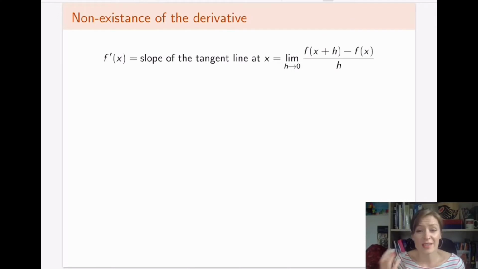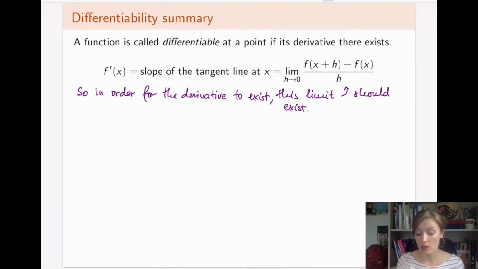Because so many things have to go right for it to exist. I should be able to compute this limit. I should also be able to draw a unique tangent line in order to compute its slope. So first of all, in terms of the limit, in order for the derivative to exist, this limit has to exist. Remember, what were the situations where a limit could not exist?